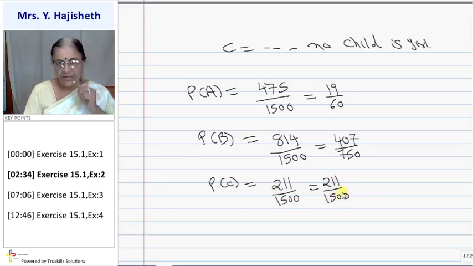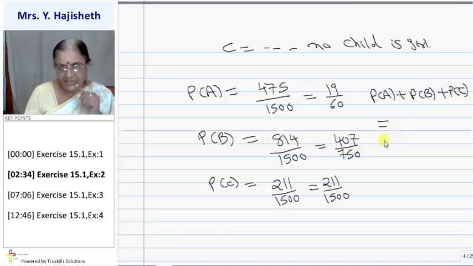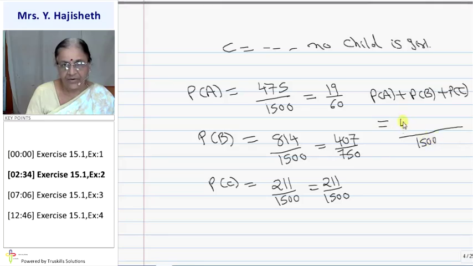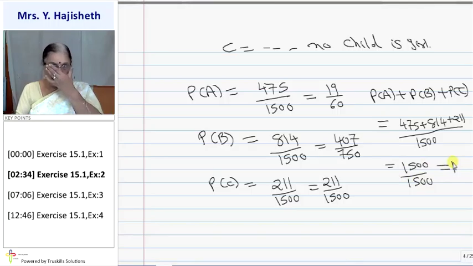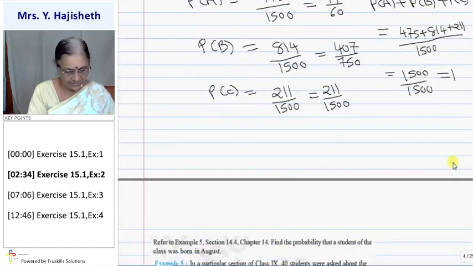Okay. Now if you add P(A) plus P(B) plus P(C), A, B and C cover all the possible outcomes. So total must be 1. So when we add, we take LCM as 1500. Okay. Here we add 475 plus 814 plus 211. Before cancellation, keep it as it is. So it is 1500 by 1500. So total probability is 1 because A, B and C cover all outcomes of the trial. Okay. Now sum number 3.